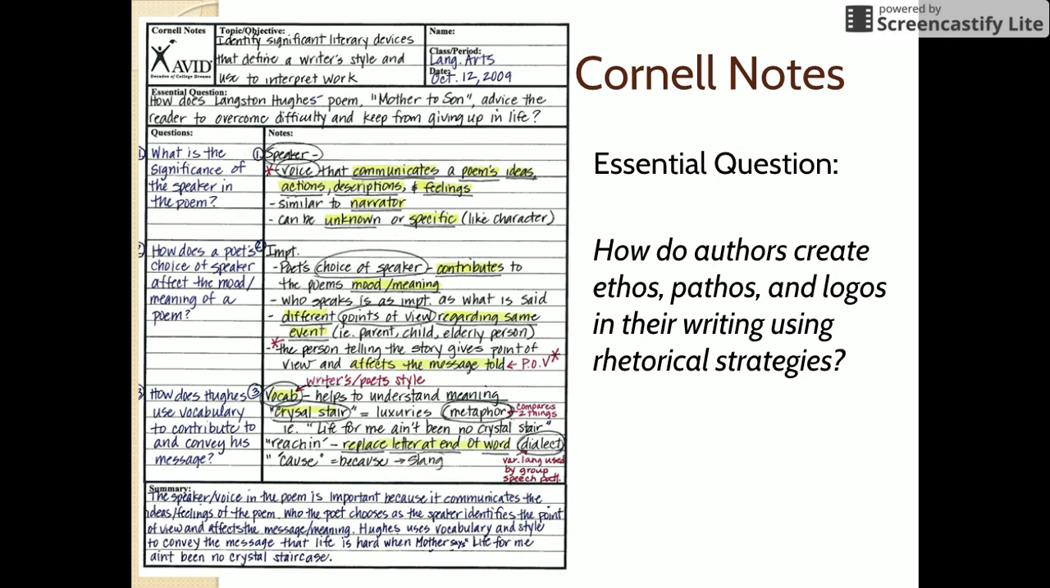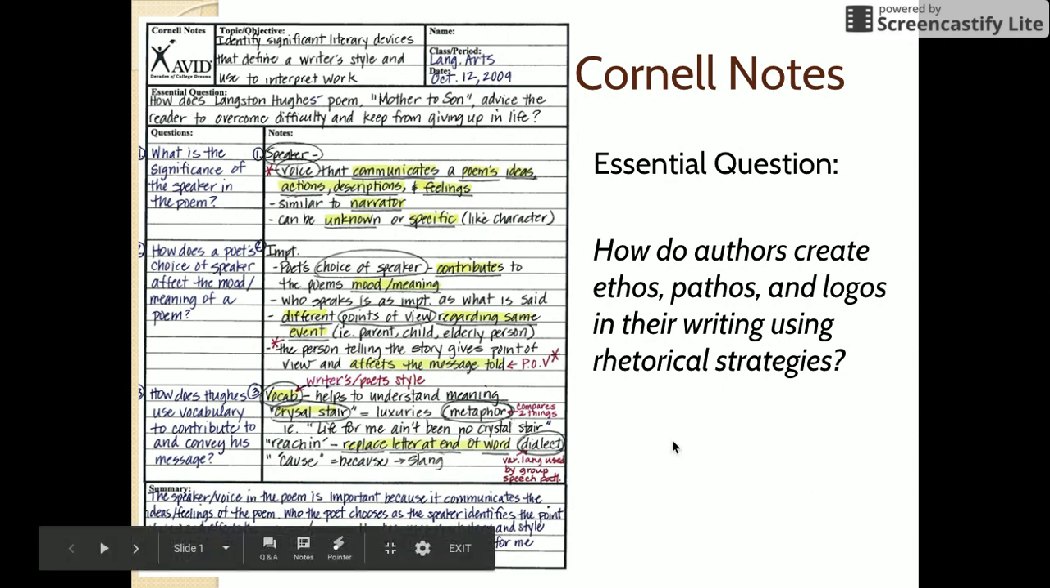You'll be taking Cornell notes on our essential question: how do authors create ethos, pathos, and logos in their writing using rhetorical strategies? Take just a moment. You could even pause the video to set up your Cornell notes on your binder paper and write your essential question up at the top. By the time you're done, your notes should look something like the picture here.